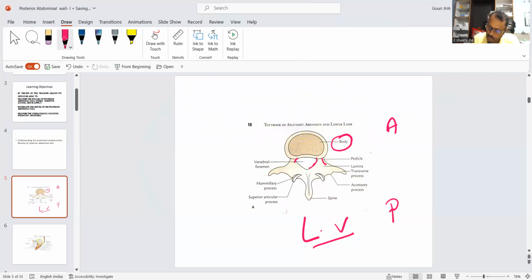And the pedicle continues with the lamina. So we have got the lamina over here. This is part of the lamina. And the most important thing is that from the pedicle and the lamina, we see the transverse process. This is the transverse process. Since this is the anterior one, it could be considered as the anterior part of the transverse process, and this could be considered as the posterior part of the transverse process. And this is the spine of the lumbar vertebra.